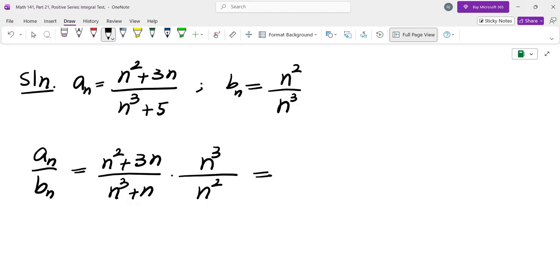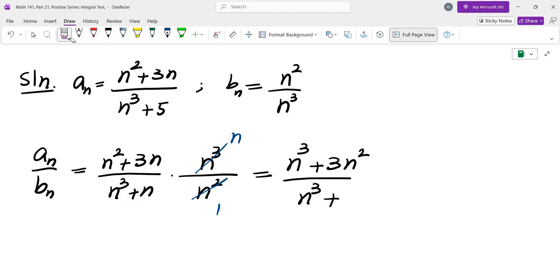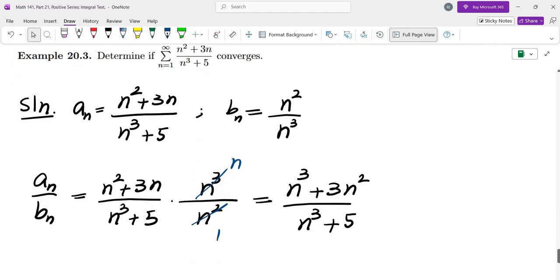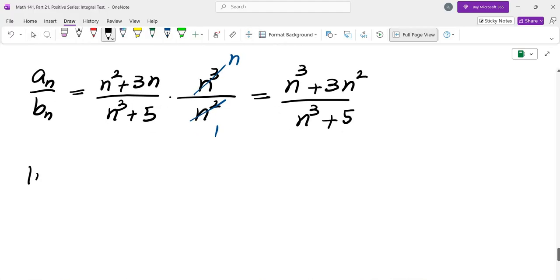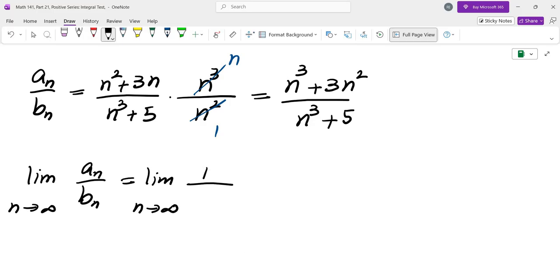There are a couple different ways of doing that. One way would be to simplify this. We get n cubed plus 3n squared over n cubed plus 5. So that's one way. Now if you take the limit of this one, so let's take the limit of an over bn as n approaches infinity. That's the same as the limit as n approaches infinity. So the dominant term on top is n cubed. Dominant term at the bottom is also n cubed.